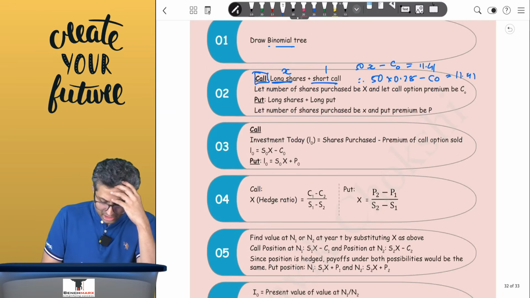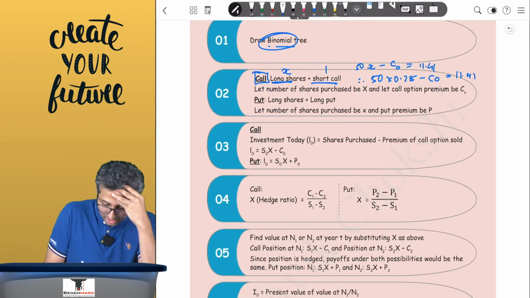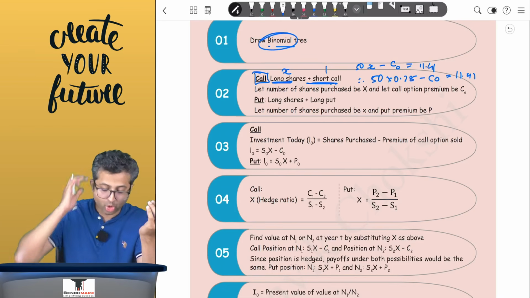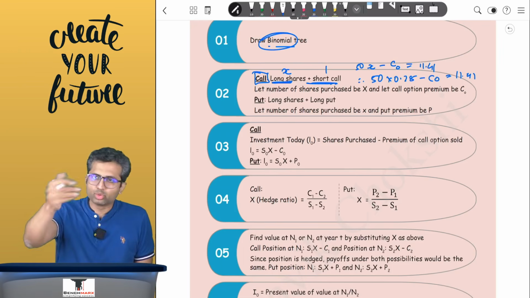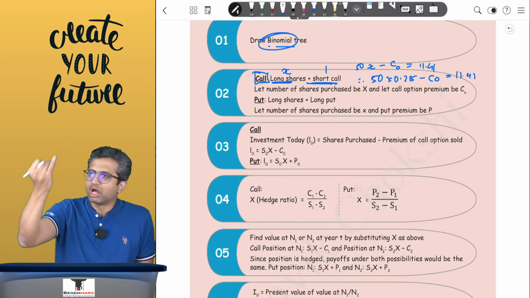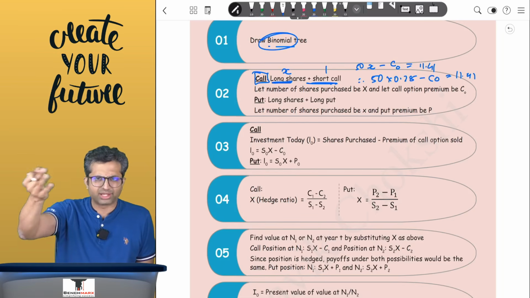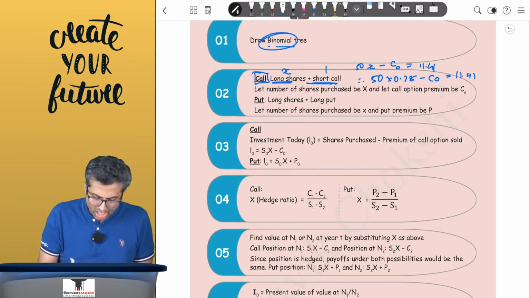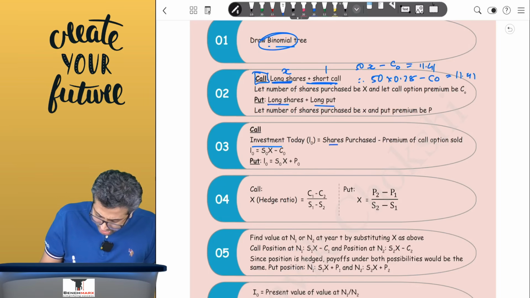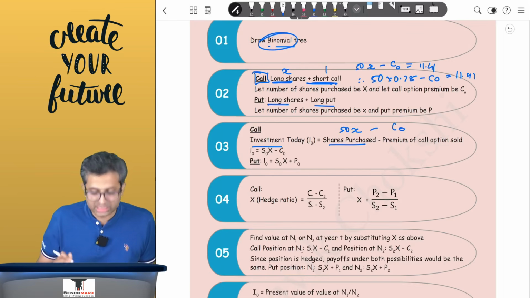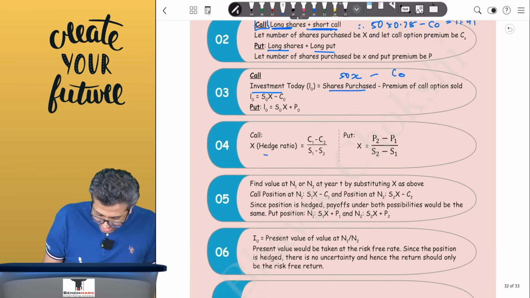So basically the steps over here will be to draw a binomial tree. The hedge position will be long X shares for one short call option. For the put, if it comes, you can use the call put parity theory, substitute the call, the share price, the exercise price, and get the value of the put option. Or for the put, the position is long shares and long put. Investment today will be shares purchase, that is 50 into X, minus premium of call that you have received, C0. The hedge ratio you can calculate if you want to, C1 minus C0.